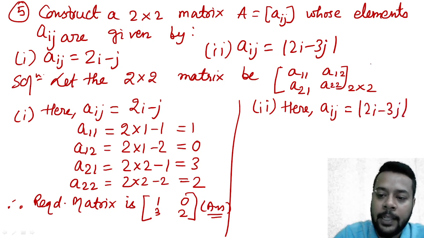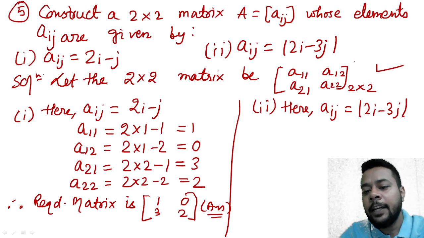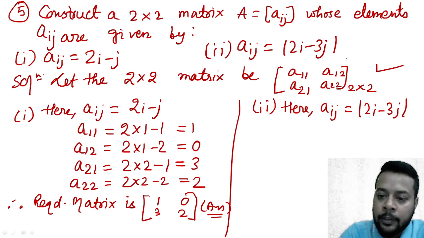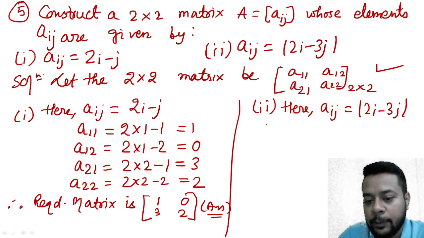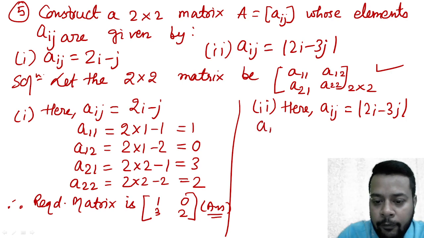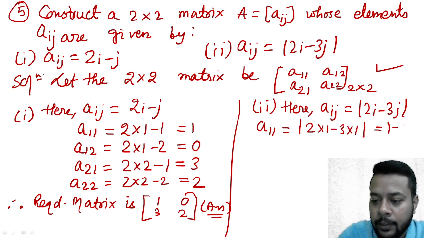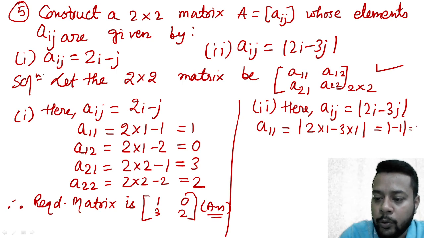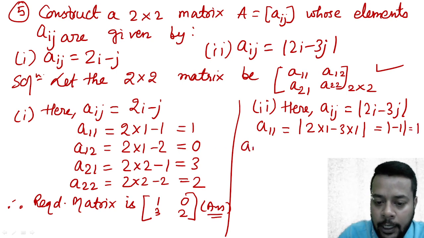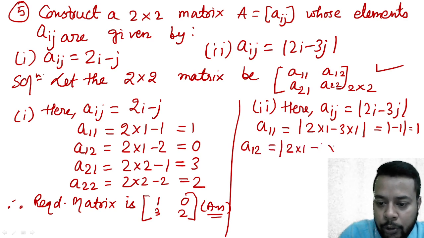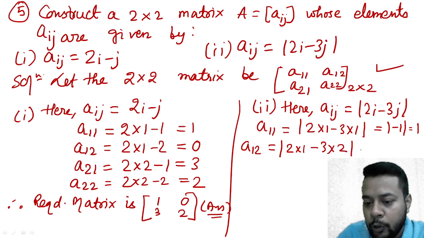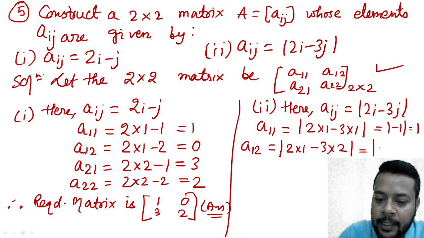Here also you will start with the same approach, that let the 2 by 2 matrix be A11, A12, A21, A22, the way a 2 by 2 order matrix looks like, right? So here also we'll take out the value of respective positions. A11 first of all, it will be mod of 2 into 1 minus 3 into 1. It will give you mod of minus 1, and you should know mod of minus 1 is equal to 1. If I talk about A12, it will be 2 into i's value minus 3 into j's value, that is 2. So what we'll get here, mod of 2 minus 6 is minus 4, right?